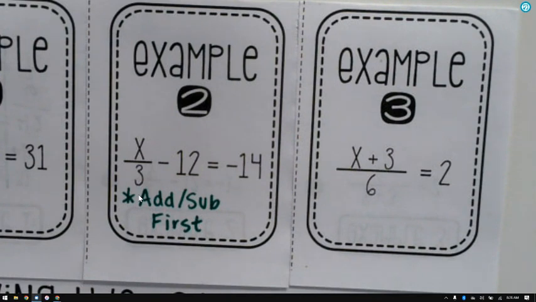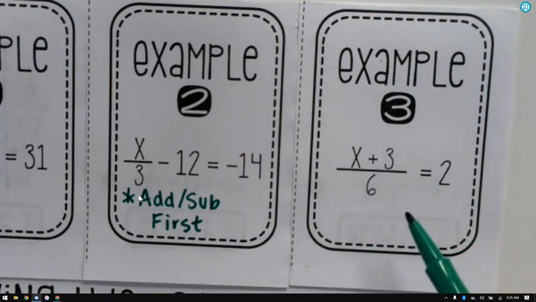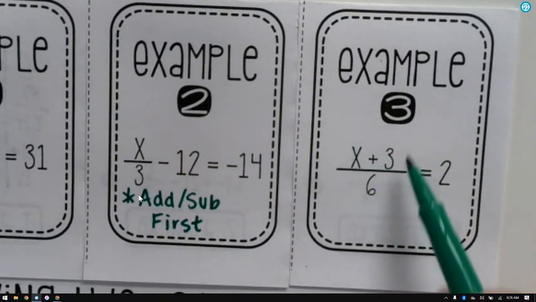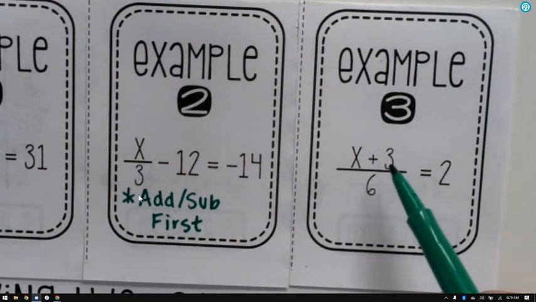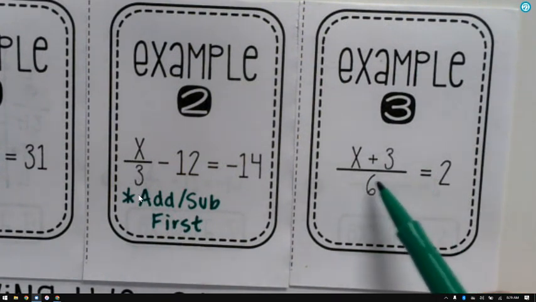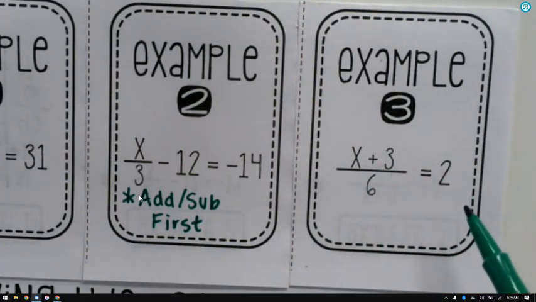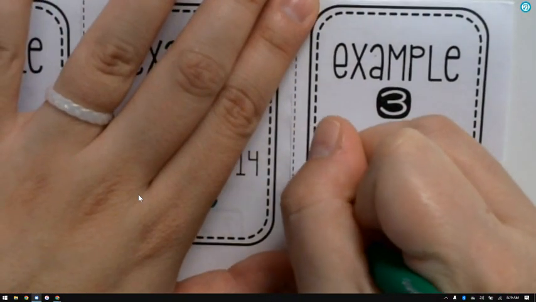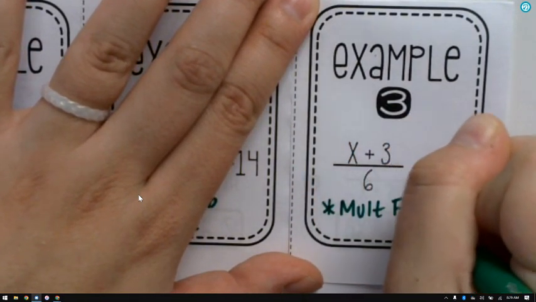Okay, this next one, we've got x plus 3 all over 6. So we cannot touch that plus 3 yet because that plus 3 is stuck on the top of the fraction, and we can't touch anything that's on the top of the fraction until we get rid of the bottom of the fraction. So in this problem, if your problem looks like this, you are going to multiply first. Let's put a little note to yourself. You're going to multiply first on this one.